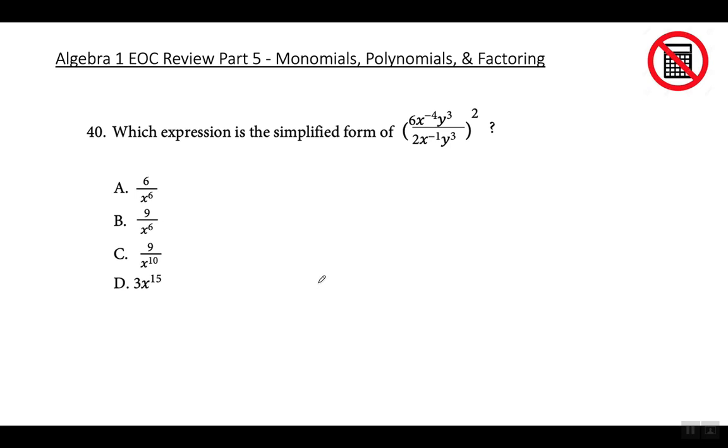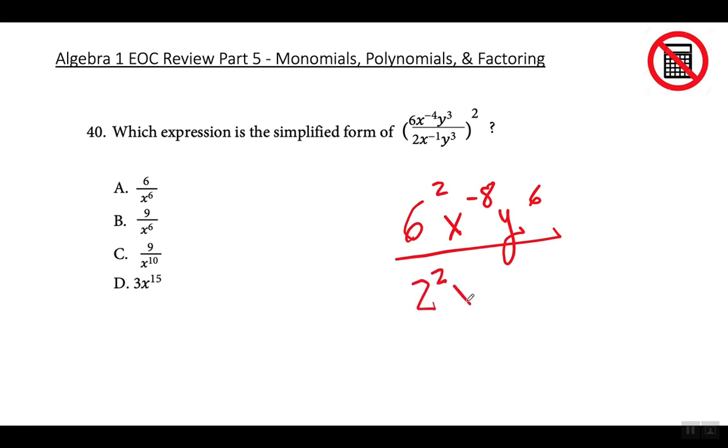Okay, so which expression is the simplified form? On this one, you got to distribute that 2 to everything, on the top and on the bottom. So you'd have 6 squared, x to the negative 8th power, y to the 6th power, over 2 to the 2nd power, x to the negative 2nd power, y to the 6th power. Now you could do it in a couple steps. First of all, y to the 6th power over y to the 6th power cancels out, right? Let's get rid of the negative exponents by putting x to the negative 2nd power on the top and x to the negative 8th power on the bottom.